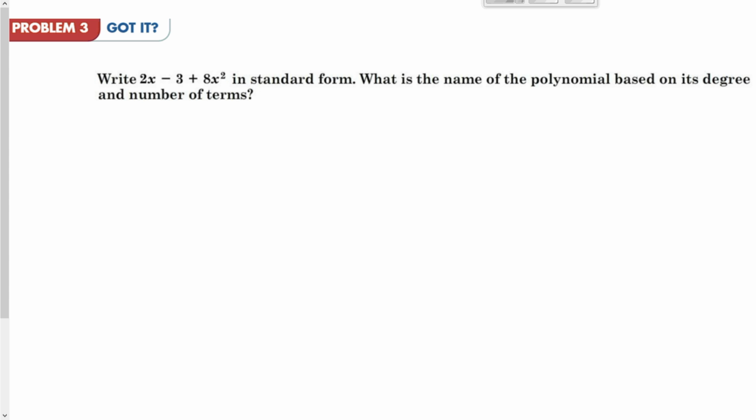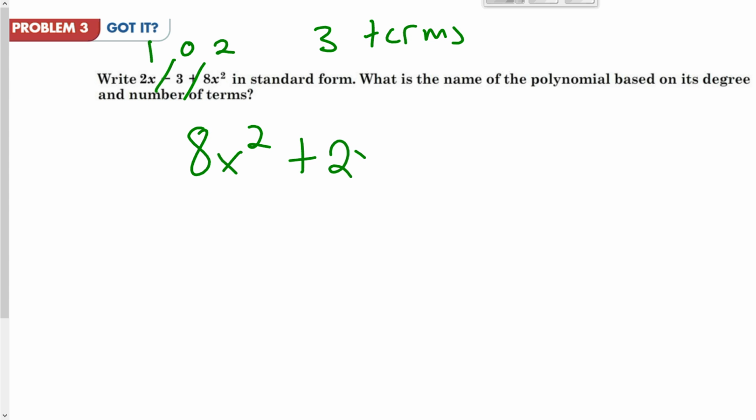Here's how I do it. Put a slash through every positive and negative and count the number of terms. So I have 3 terms. Now I go ahead and name the degree of each term. That's a 1, 0, 2. Start with the largest first, so 8x squared. Next largest is a 1, so that's 2x comes next, and it's positive, so I need to put a plus 2x. And the last one is negative 3.